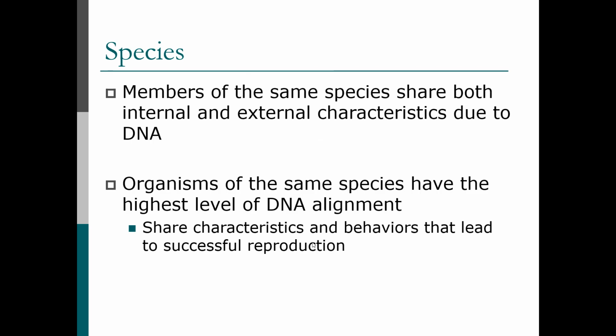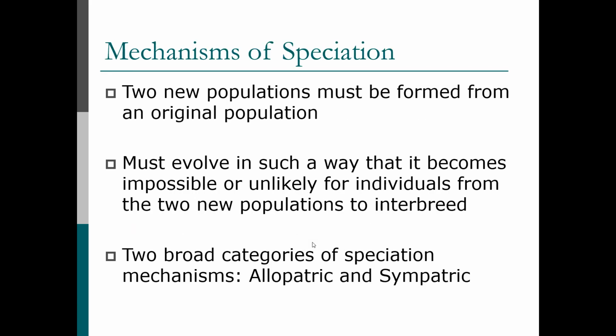And so when we look at a species, they are going to be the most alike in terms of their DNA. They're going to have the closest chromosomal alignment. They're going to have similar characteristics on the inside. They're going to have similar characteristics on the outside. And now, it doesn't mean they're going to be exactly the same. Remember, we're going to have variation. But they are going to have the highest level of DNA alignment, which means they're going to have the most similarities amongst their DNA. And so when it comes to speciation, in order for that to happen, there has to come a point where either two groups within a species either won't mate or they can't mate and produce viable offspring.